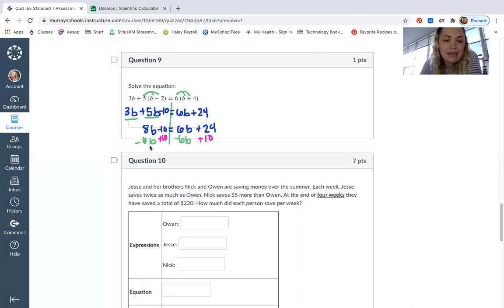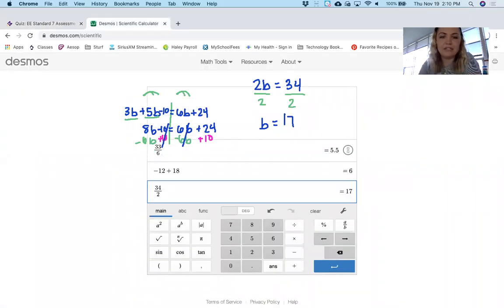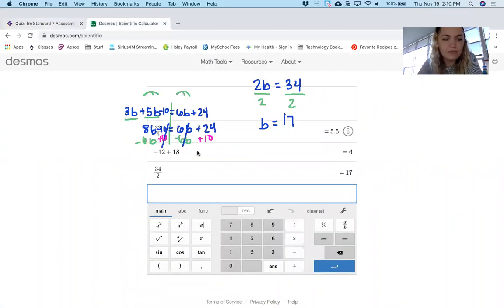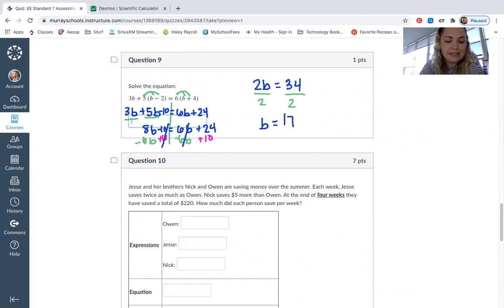When I do that, 8b minus 6b gives me 2b, and then the 10s are gone. 6b minus 6b is 0, 24 plus 10 is 34. Last step, divide by 2, and I get b equals, no, not 16. 34 divided by 2 would be 17, right? Let me double check, so I'm not counting my brains today. 34 divided by 2, 17. All right. So we will type in 17.